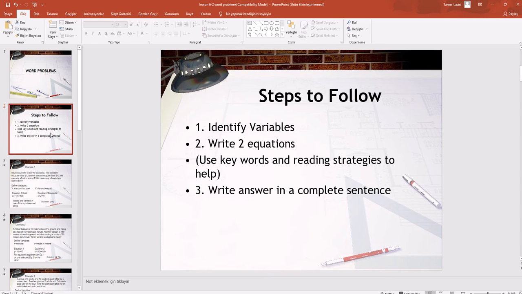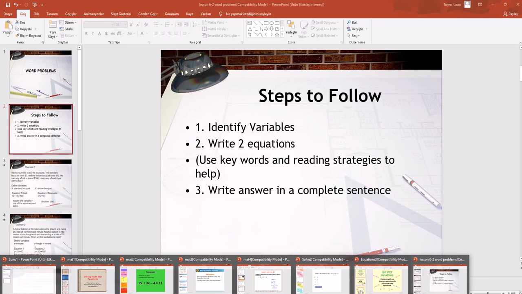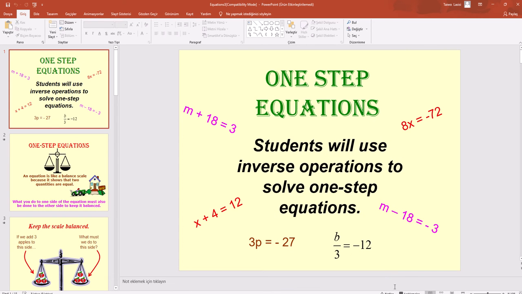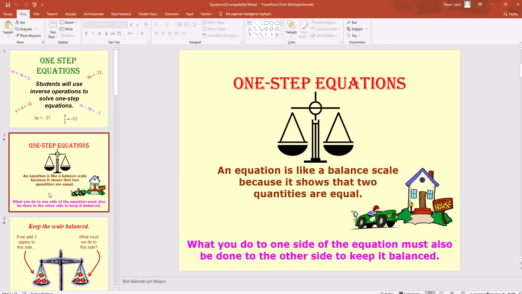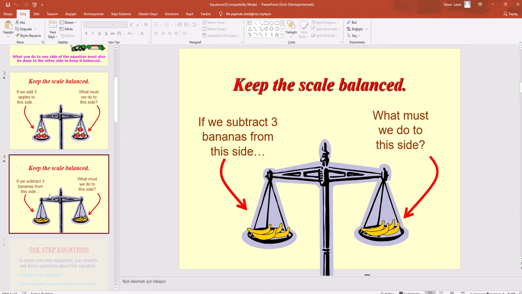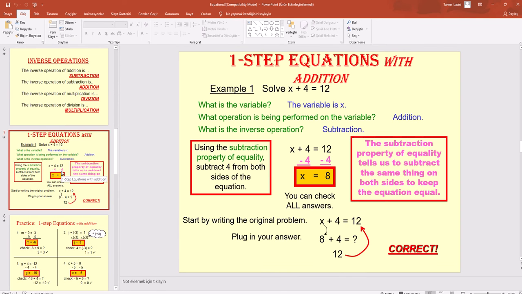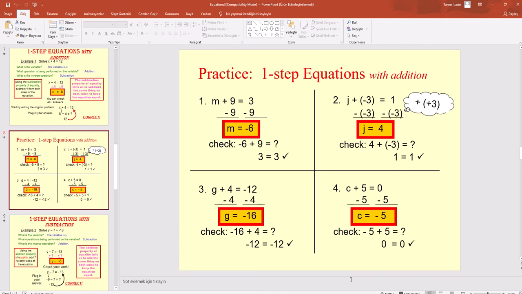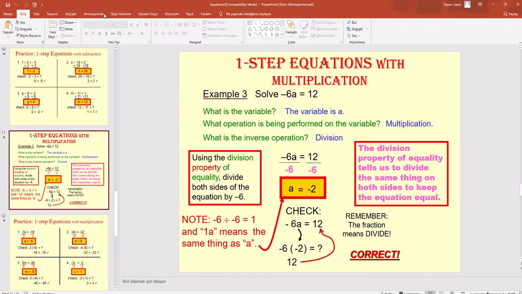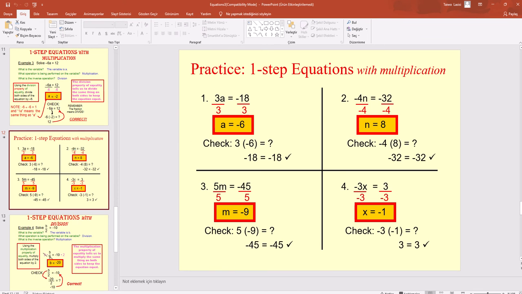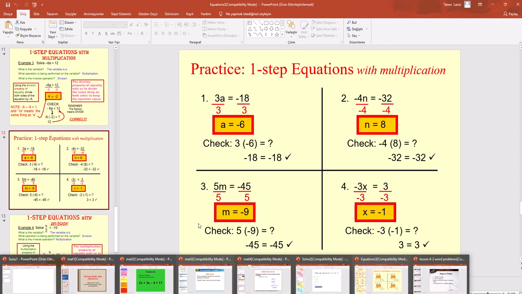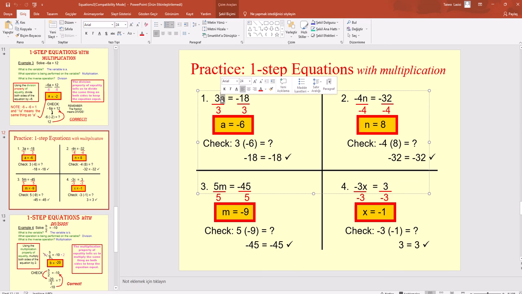Now first of all, we are going to see today's work programs. Let us remember what we have seen before. We have seen these videos, and we have seen one-step equations and how we can solve these equations. We had this presentation before, and we studied and solved these equations. Now we are going to solve equations, of course, but we are going to get these variables from our problems.